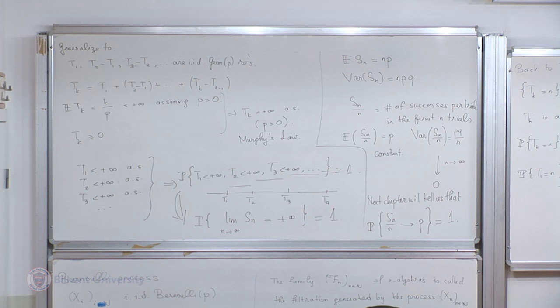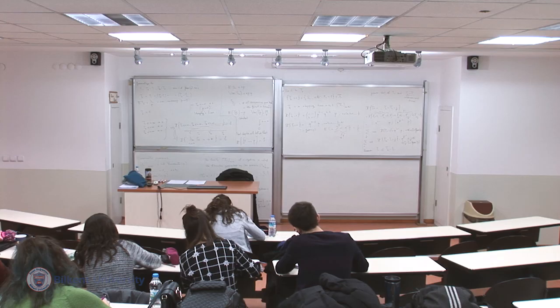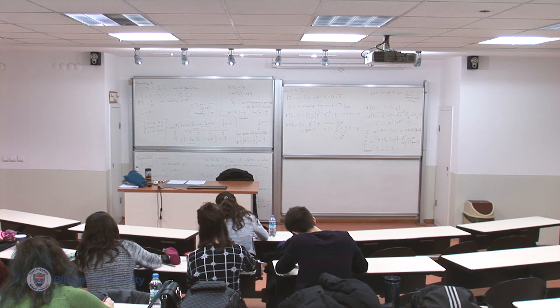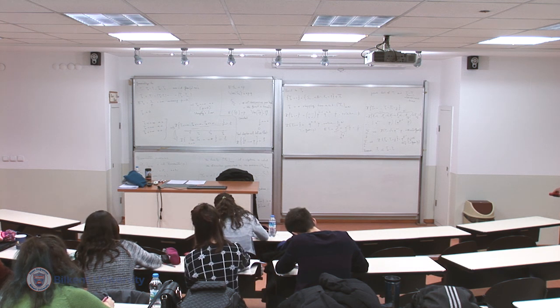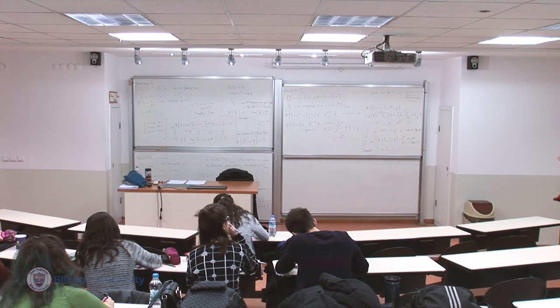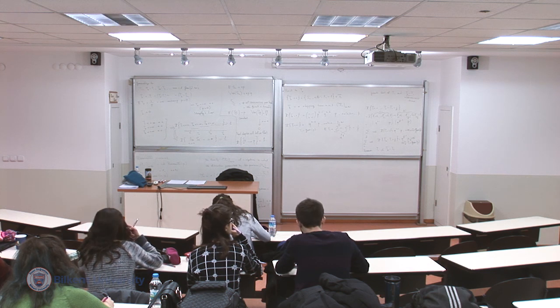Sn over n is random. But this Sn over n converges to p with probability 1. In other words, you look at Sn of omega divided by n, and let n go to infinity. This sequence converges to a deterministic number that is just the probability of success.